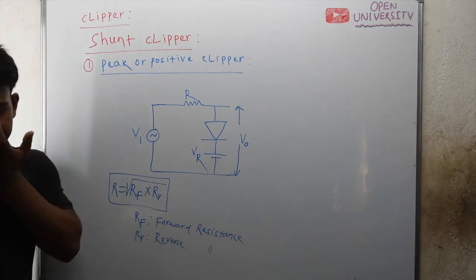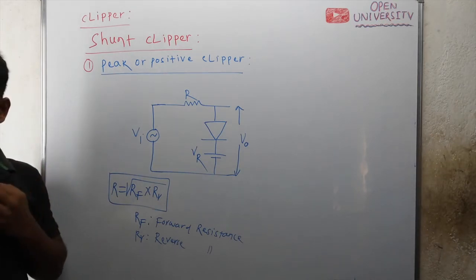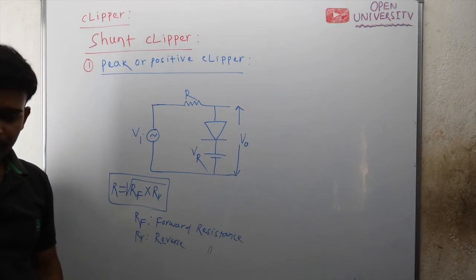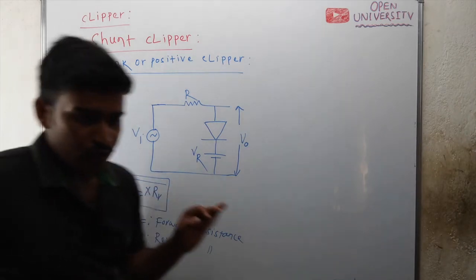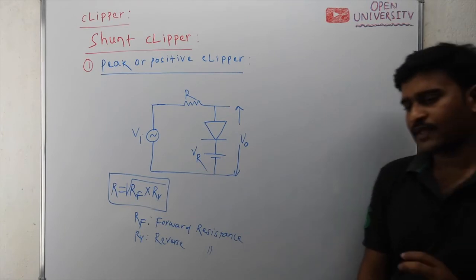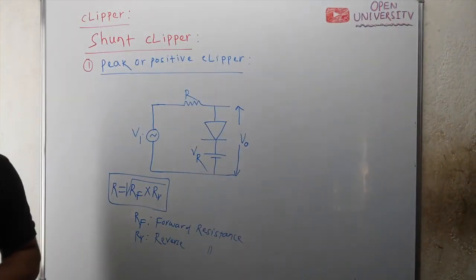Write down one point. In a clipper circuit, a resistor R should not be too large or too small. This R should be in kilo ohm.